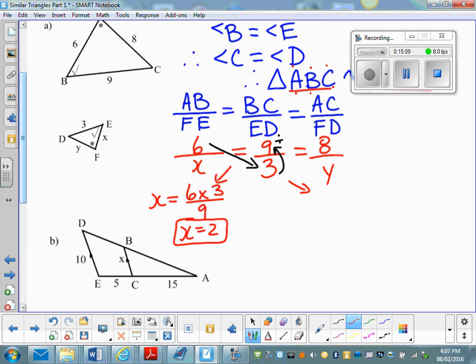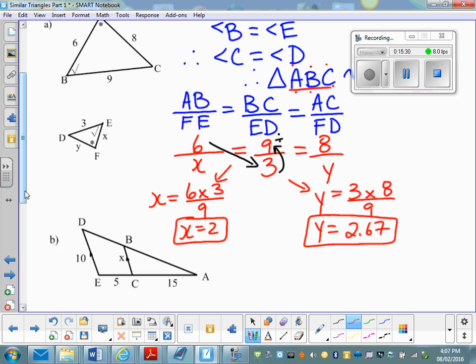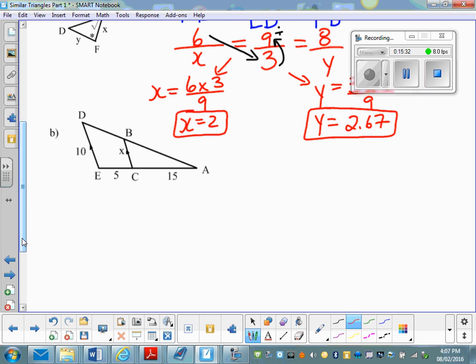On the other side, to find y, I'm going to cross multiply 3 times 8 and then divide it by the 9. And when I do that, I come up with 2.67. I'll just round that to 2 decimal places, and that's what I get there. Okay, and those numbers make sense in the diagram, so that's what I have for that.